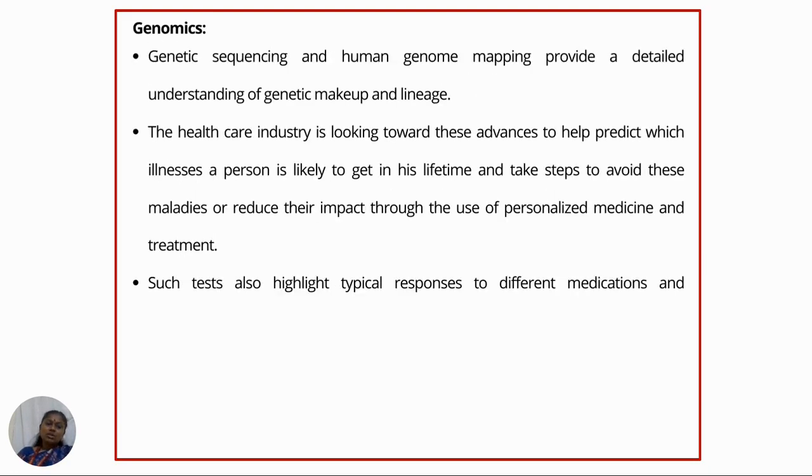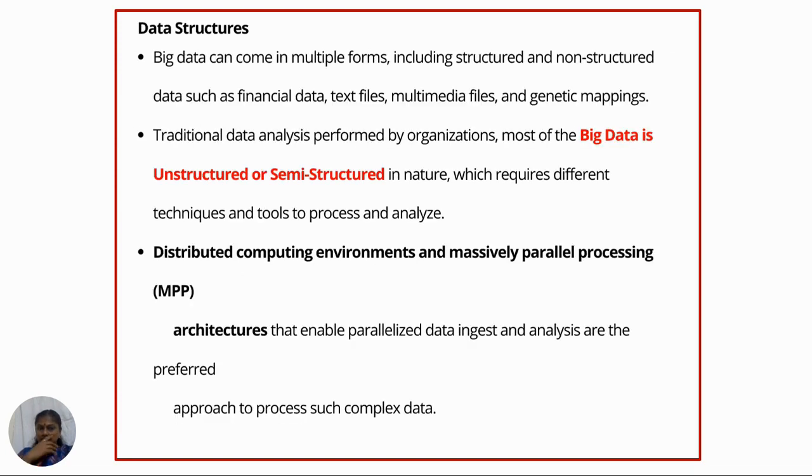Then next one is genomics. Genetic sequences and human gene mapping are provided and understood in the study of genomics. It covers the prediction of disease in a person's lifetime, what medicines they are taking, and how the treatment is going on. All those things are covered in genomics.